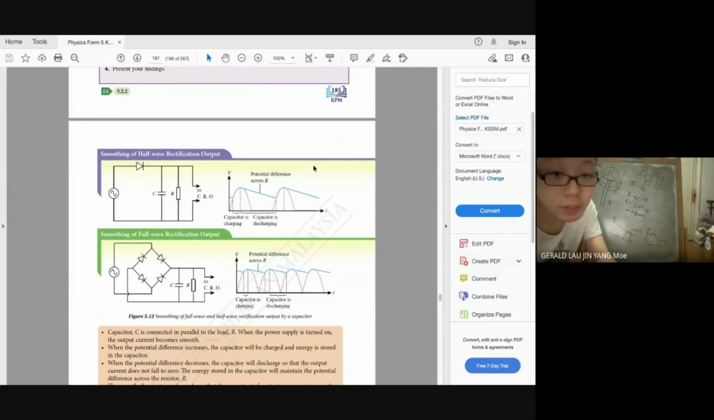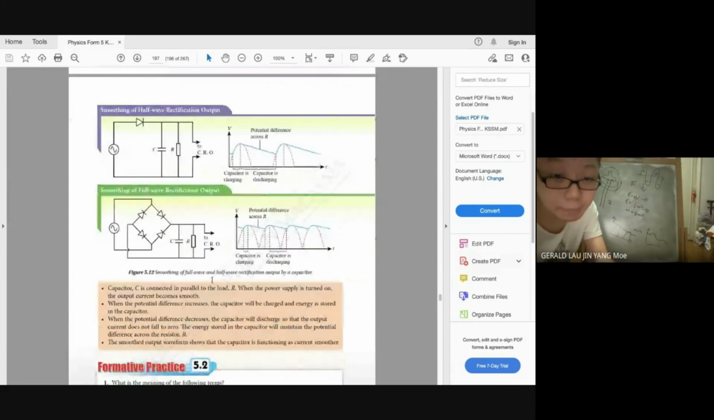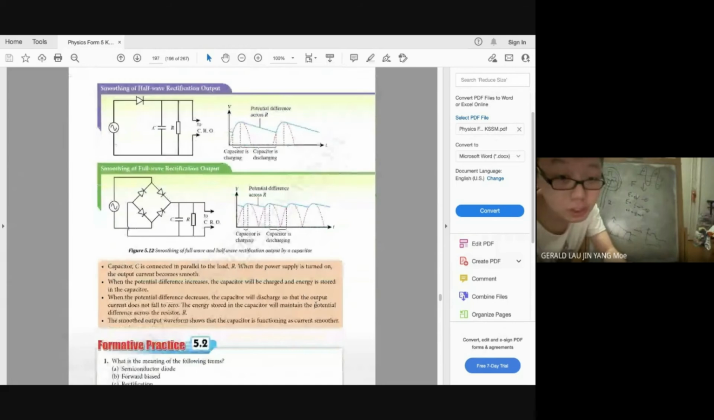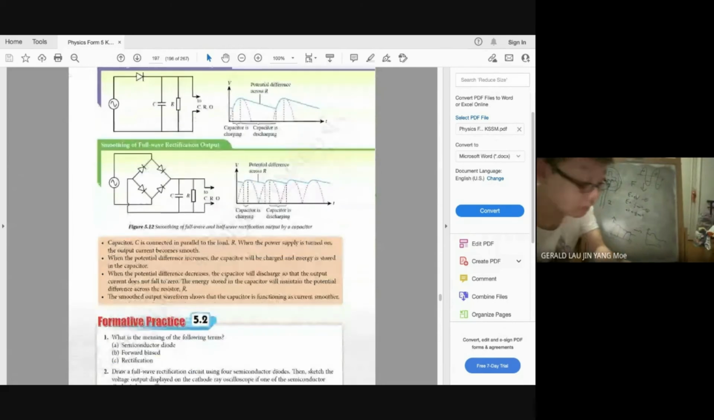Okay, potential difference across R. The capacitor is connected in parallel to the load R. When the power supply is turned on, the output current becomes smooth. When the potential difference increases, the capacitor will be charged and energy is stored within the capacitor. When the potential difference decreases, the capacitor will discharge so that the current does not fall to zero. That means it will release its energy, the voltage. The energy stored in the capacitor will maintain the potential difference across the resistor R, and the smoothed output waveform shows that the capacitor is functioning as a current smoother.